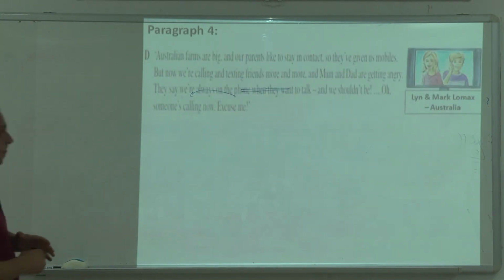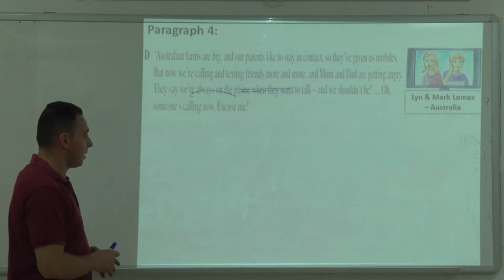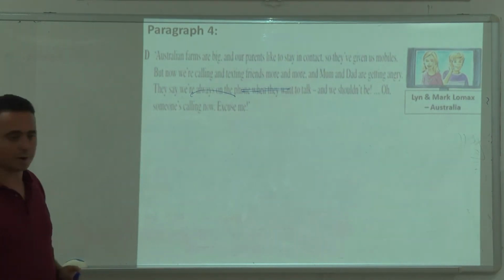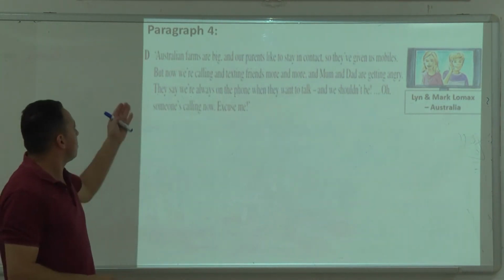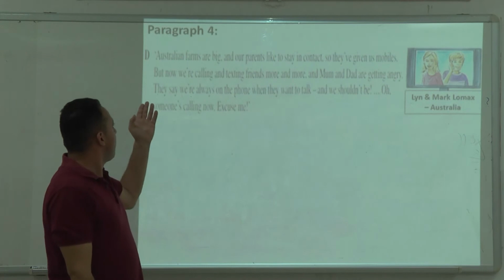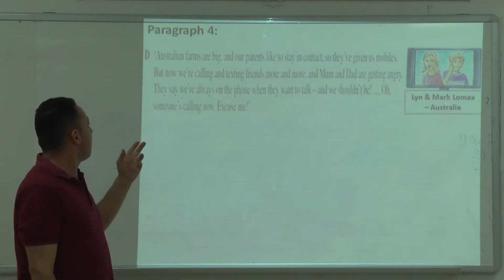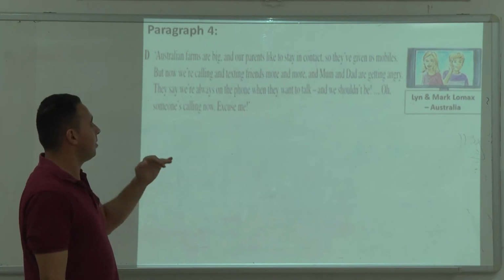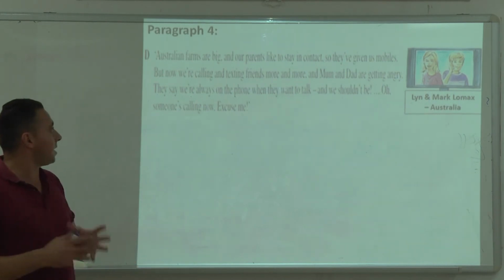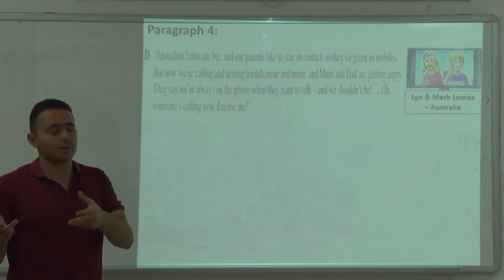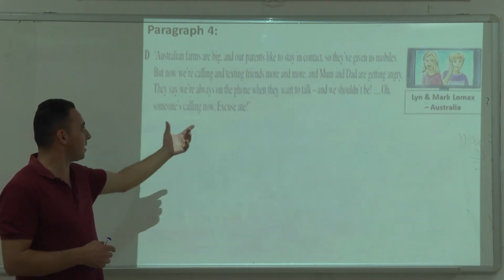Now, paragraph 4. As you can see in the picture, Lee and Mark from Australia are saying something about modern communications, so we are going to read what they say. Let's start. Australian farms are big, and our parents like to stay in contact. So they've given us mobiles, but now we are calling and texting friends more and more. And mom and dad are getting angry. They say we're always on the phone when they want to talk. And we shouldn't be. Oh, someone is calling now, excuse me.